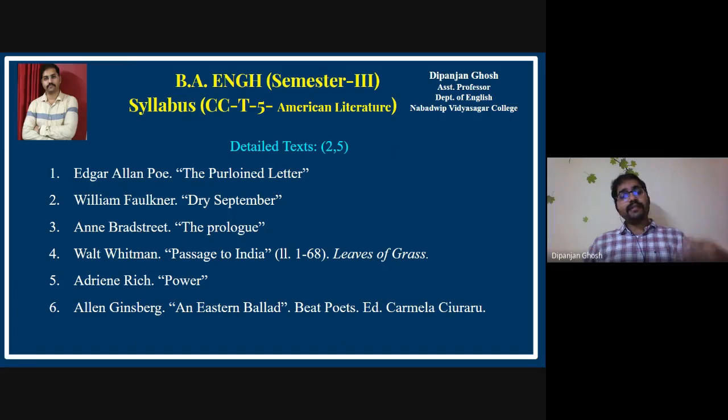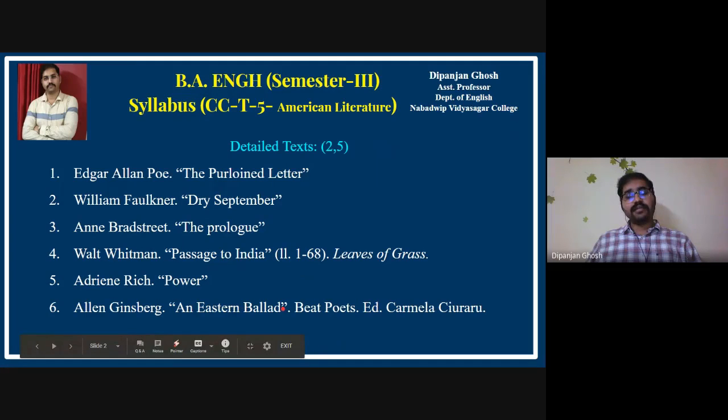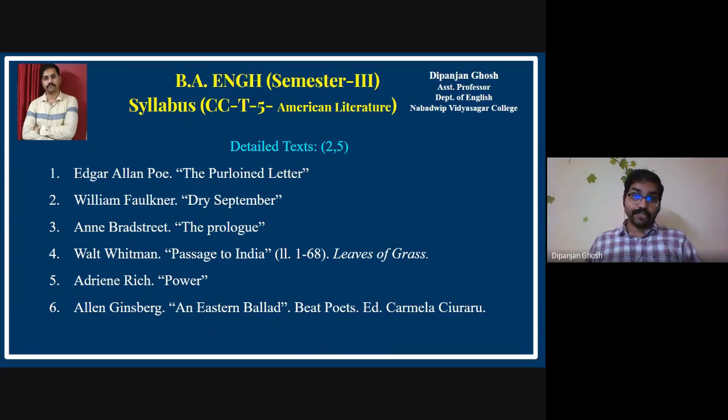The first two, The Purloined Letter and Dry September, are short stories. The first one is an example of a detective story. The second one is a story of provincial politics. The Prologue, Passage to India, Power, and An Eastern Ballad are four poems where the focus of each is completely different from the others. The temperaments are different.